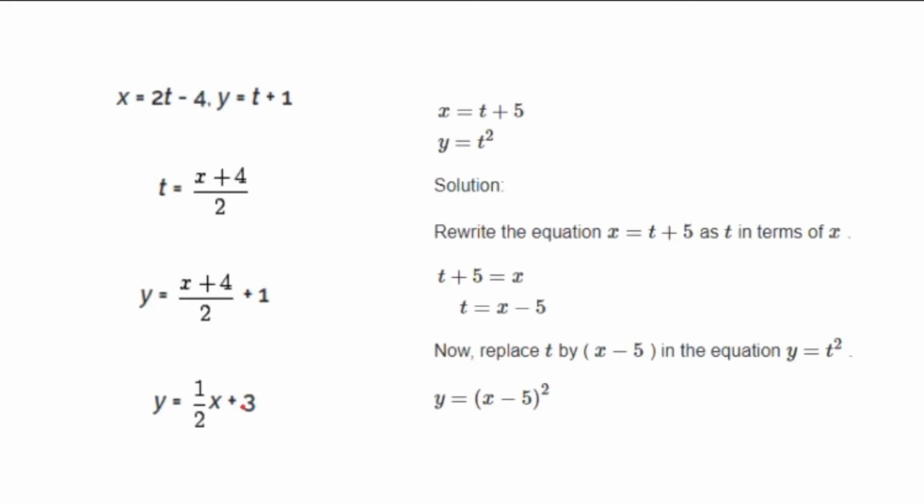And there it is. You can do this for seemingly more complicated ones, but it's really not that much more complicated. You could just get this one in terms of t, so t equals x minus 5, then put that right in here, and y equals x minus 5 squared.